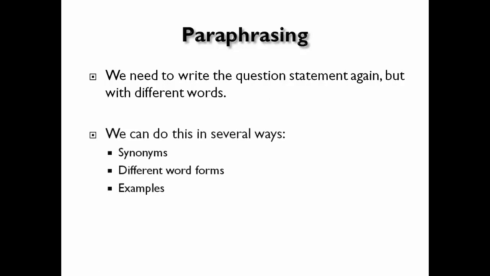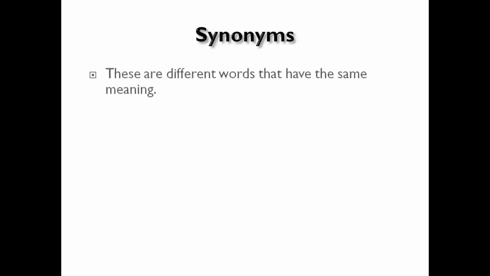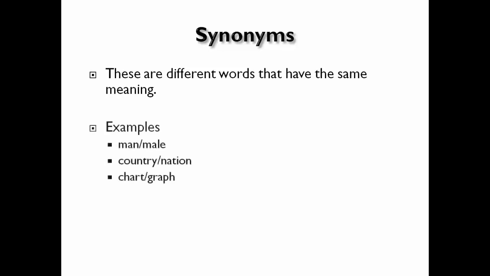We can do this in several ways. We can use synonyms, we can use different word forms, or we can use examples. So we're going to look at each of these in more detail now. So synonyms. These are different words that have the same meaning. You should know what these mean because they're very, very important, not just for writing, but for listening, reading, and speaking as well. So let's look at some examples.